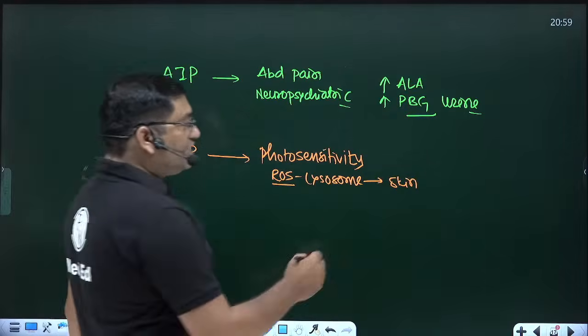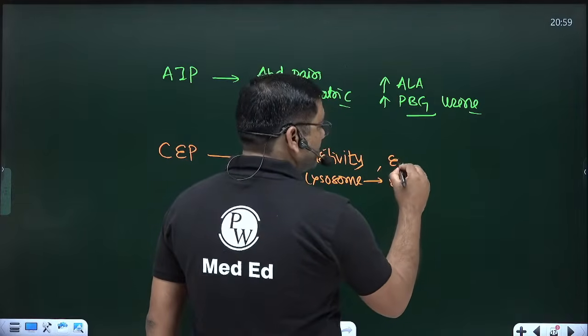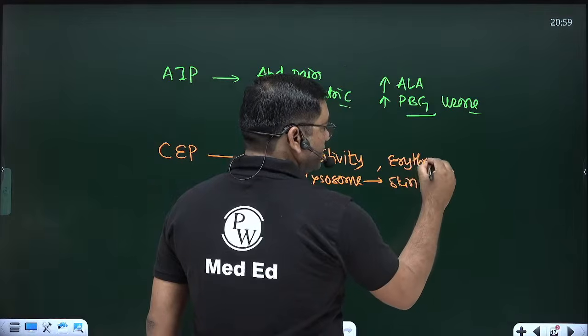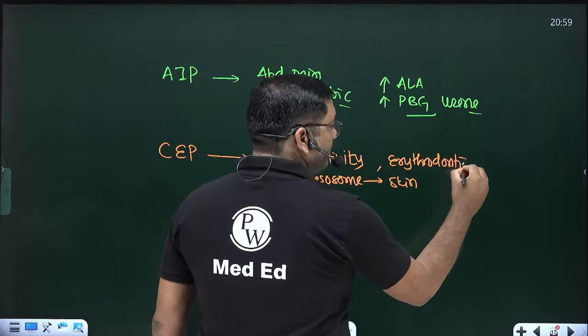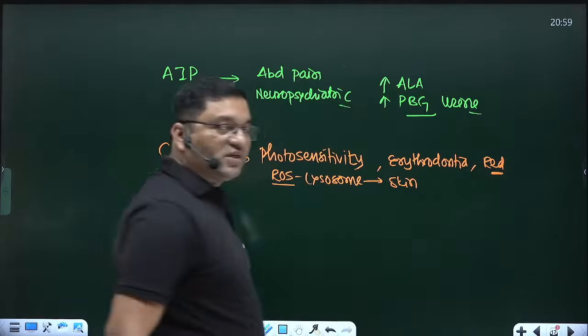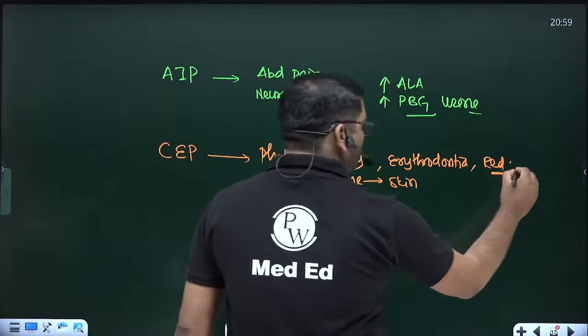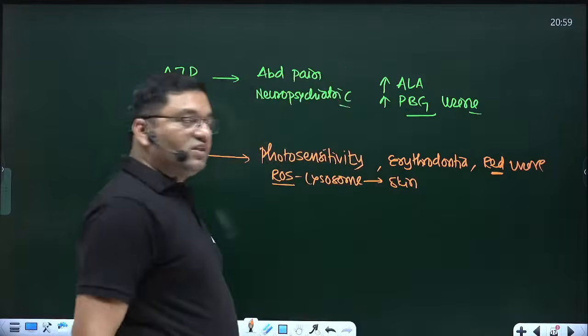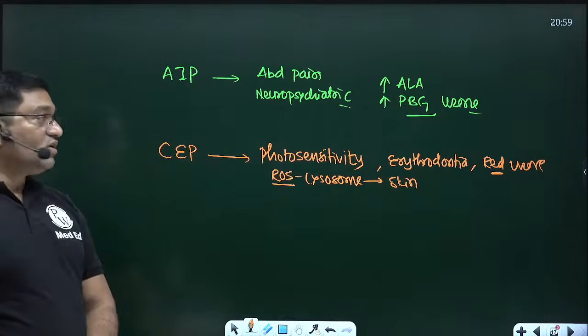Also there is erythrodontia, meaning the red teeth, on Wood's lamp examination. Also red urine on Wood's lamp examination is there. Red urine, erythrodontia, and photosensitivity. These are the features of congenital erythropoietic porphyria.